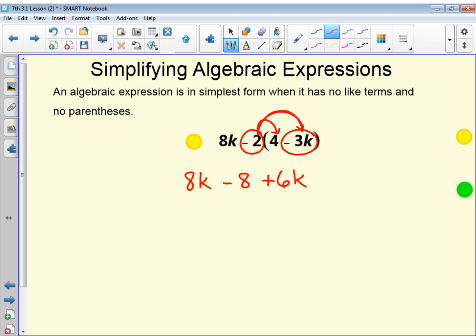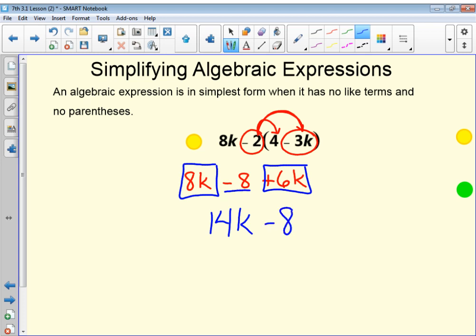Okay, so now I'm back to what we were working with earlier in our lesson. I now can simplify by combining like terms. I like to mark the terms in the same manner. So I've got a positive 8k and a positive 6k. When I put those together, 8 plus 6 gives me 14k. And then all I have left is this minus 8. So this is what you would call a binomial, where you've actually got 2 terms in the expression.